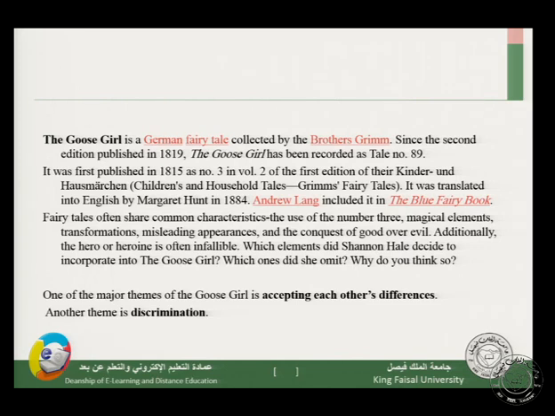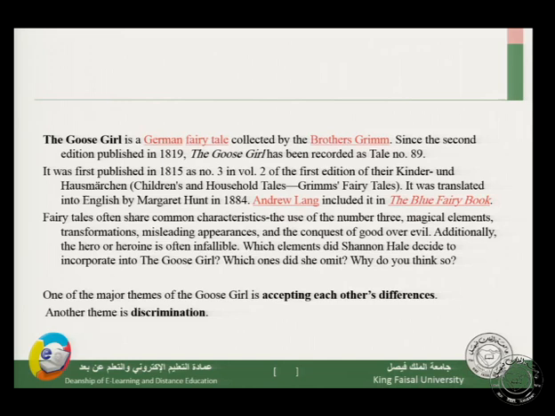This goose girl was first published in 1815. Again, German names, French names, or titles are not important for you. It was translated into English by Margaret Hunt in 1884. Andrew Lang, another writer who was a collector and compiler of fairy tales for children, included it.